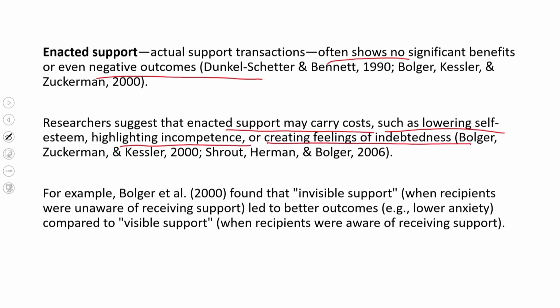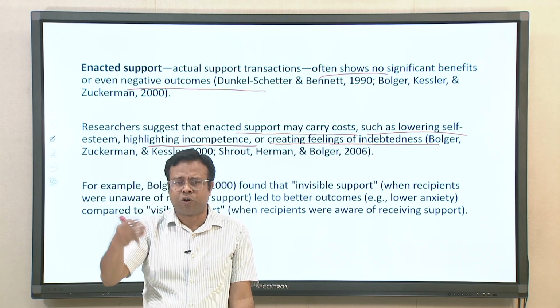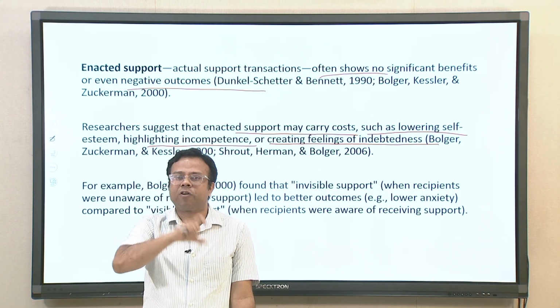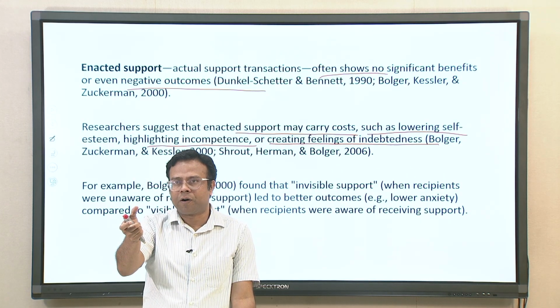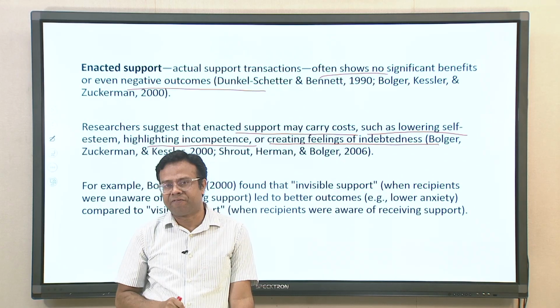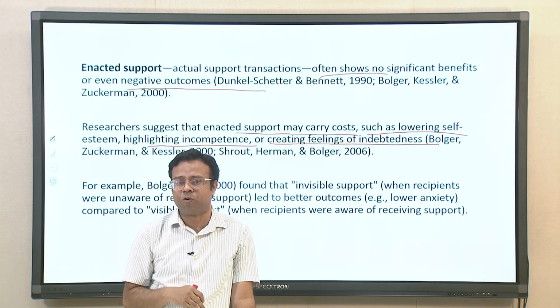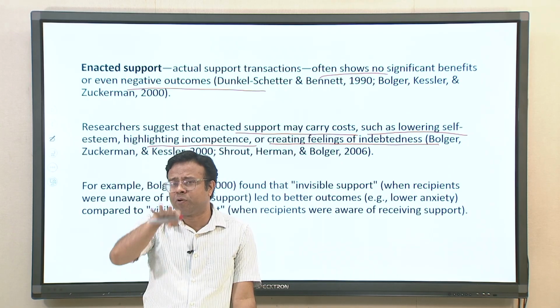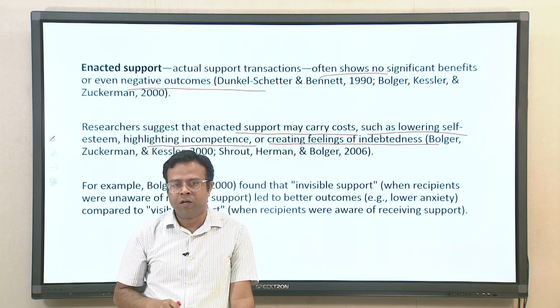When you get actual support from someone, especially somebody not very close, there is a cost involved in it. There is an expectation that you have to return something, or it may lower some people's self-esteem, because you could not do something and you need the help of someone. So, in certain situations people feel lowered self-esteem when they actually get enacted support.